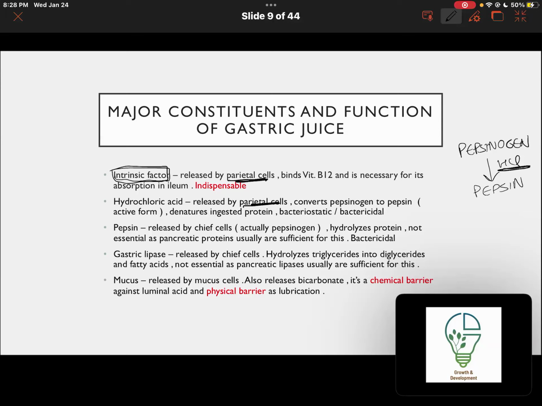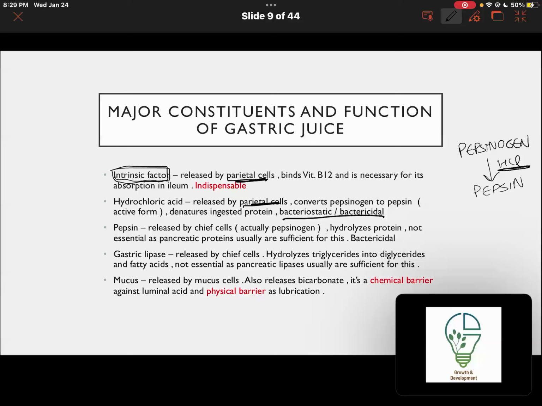Hydrochloric acid also denatures ingested proteins, which makes it easier for the pepsin to break the peptide bonds, and it's also bacteriostatic or bactericidal. So any of the bacteria that we ingest along with our food, the hydrochloric acid can kill because its pH is too low for bacteria to survive. Then we have the pepsin released by the chief cells. Well, technically, pepsin is not released by chief cells. Chief cells release pepsinogen, and then pepsinogen is converted into pepsin by HCl, but just for the sake of simplicity.